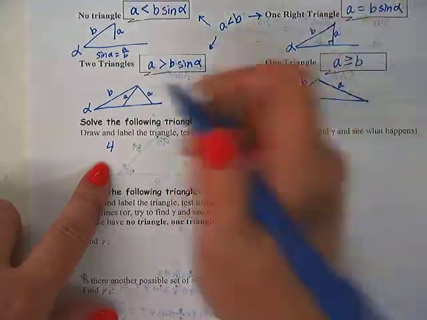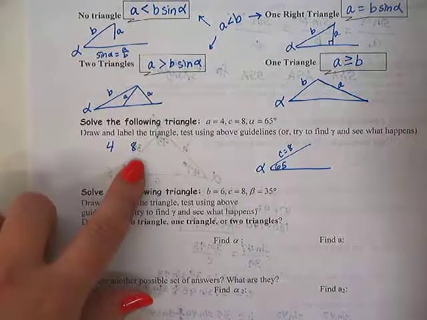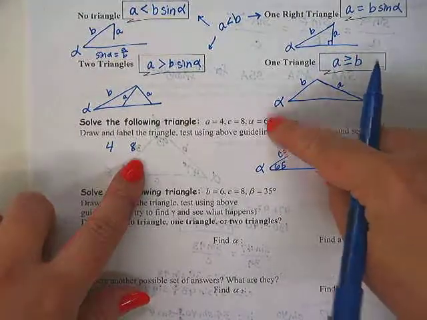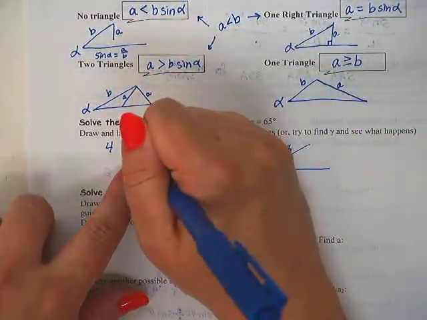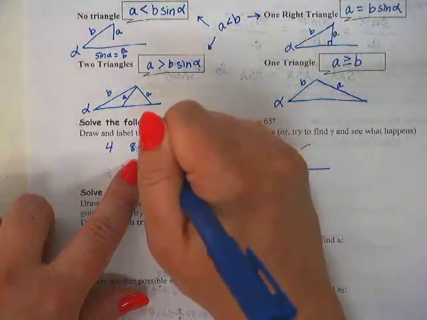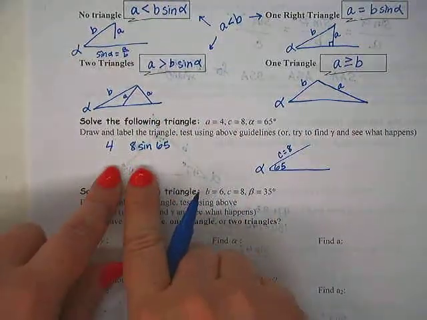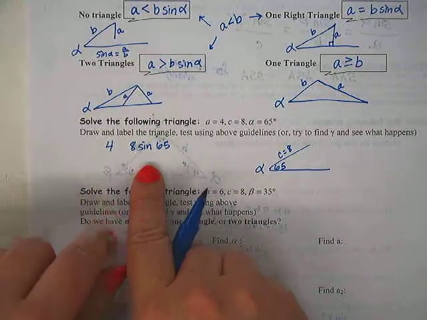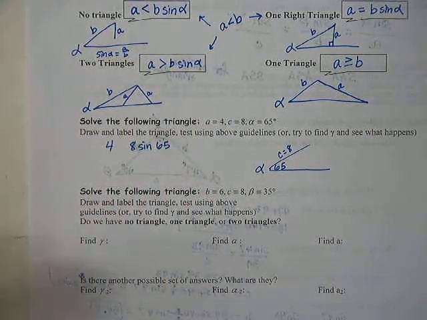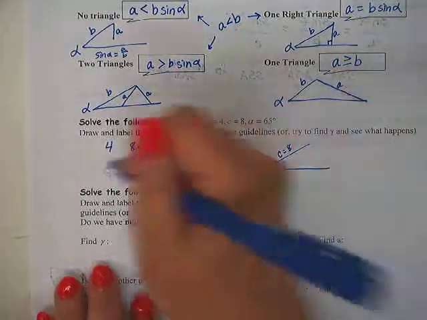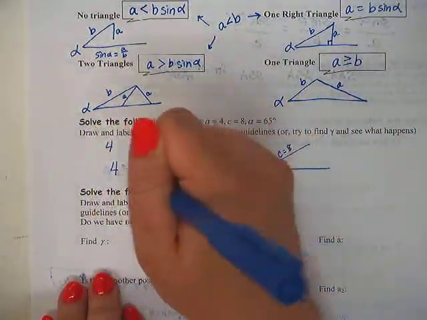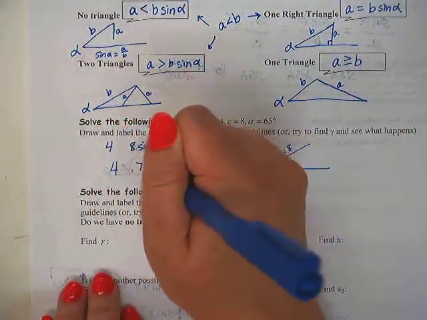What letter is coinciding with A in the formulas? A. It still is A. Okay. What letter is coinciding with B in the formulas? C is. What letter is corresponding with alpha in the formulas? Alpha. So we're going to do 8 sine 65. So put that in your calculator. 8 sine 65.